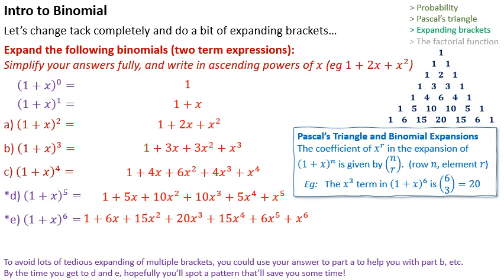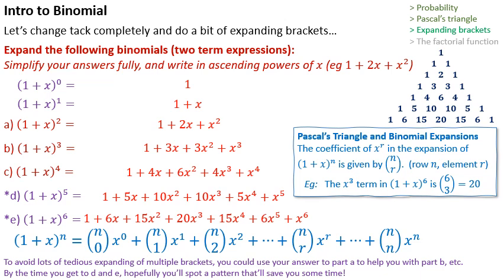That n choose r term, nCr, that tells you how big the coefficient of a power of x would be when you expand a bracket. So 1 plus x to the 6, if you expand it out, the x cubed term would have a coefficient of 20. This is the general formula, and it's beautiful. If you look carefully, you'll see it tells you how to expand any binomial with a positive integer power.